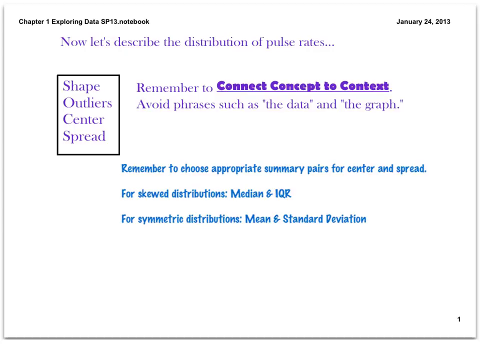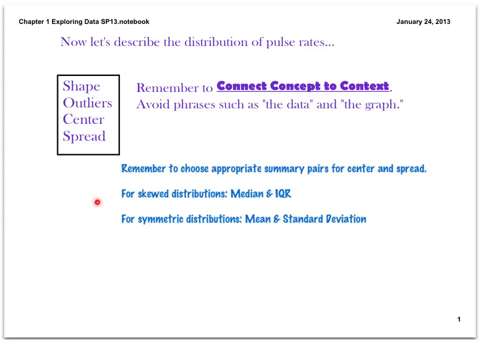When we look at the distribution of pulse rates that we studied today in class, we want to make sure that we keep SOCS in mind. We want to talk about the shape, the outliers, the center, and the spread. Also remember to connect your concept to context, your 3 C's. Please avoid phrases such as "the data" and "the graph." Use the distribution of a particular variable name.